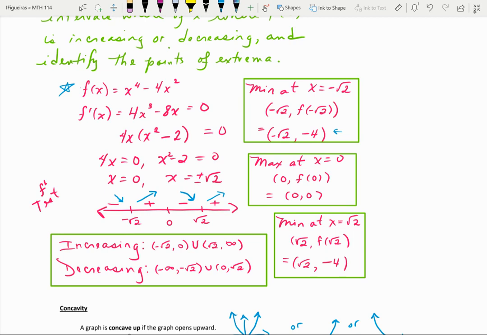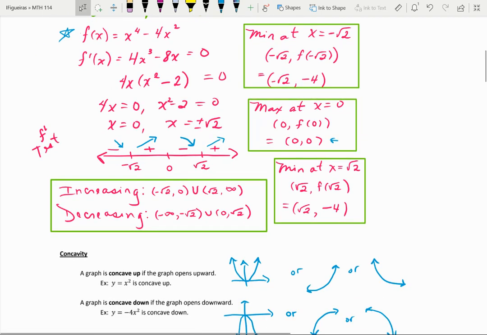So let's move on. At 0, I have a maximum because the sign changes from positive to negative. In other words, the graph is increasing then decreasing, so that's a maximum. And when x is 0, f of 0 is also 0. So 0, 0 is a max point.